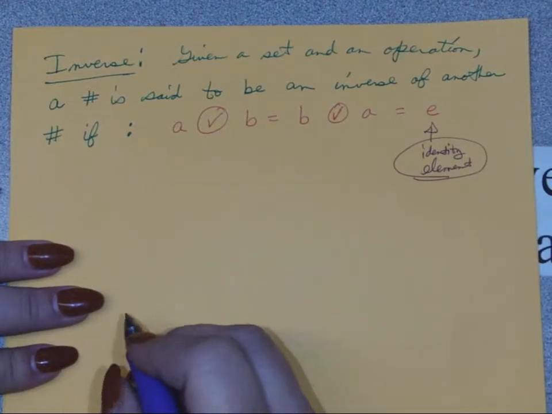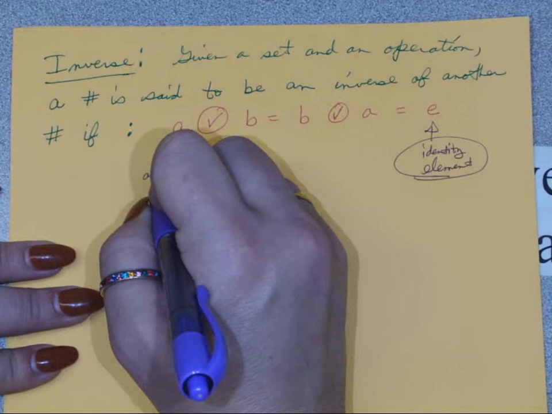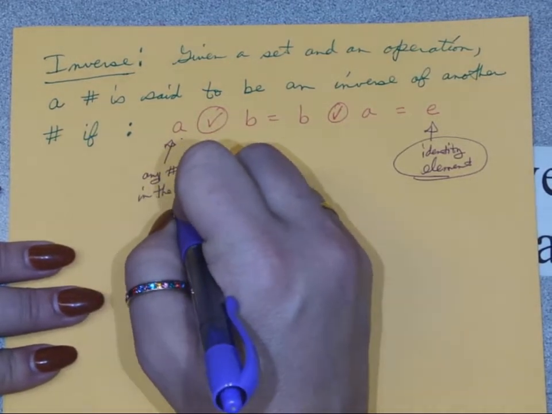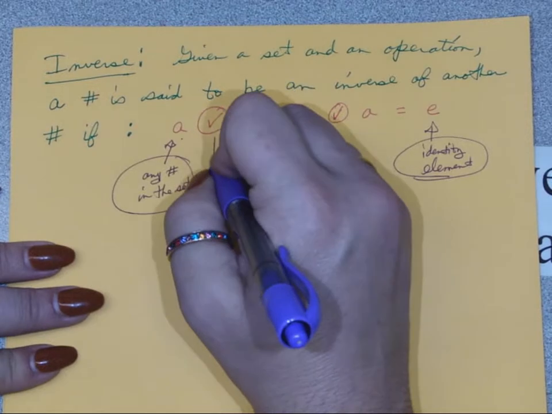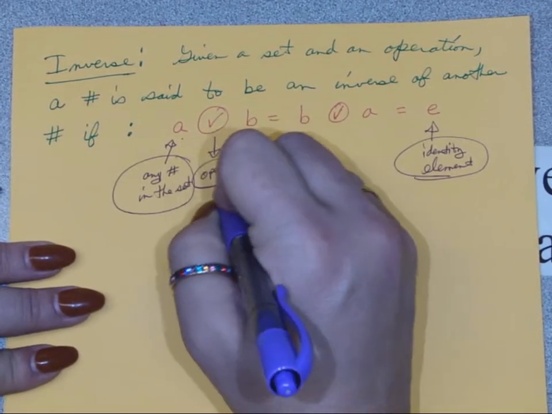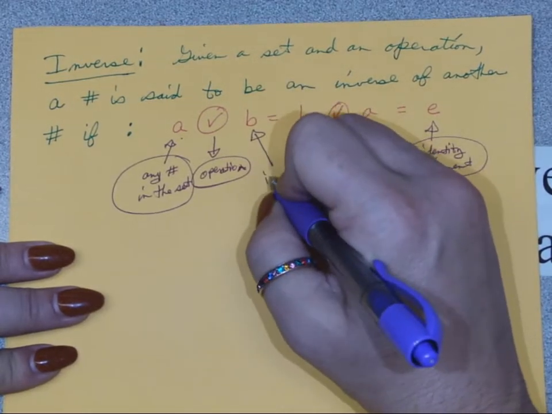So this is my identity element. Okay, so this guy is any number in the set. The check mark is my operation. And the B here would be my inverse.